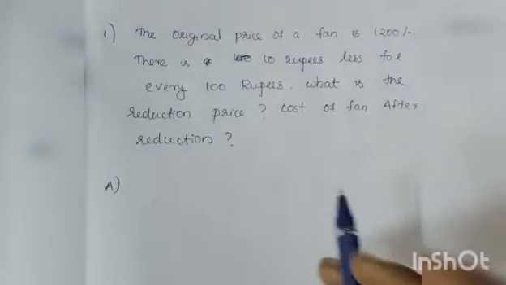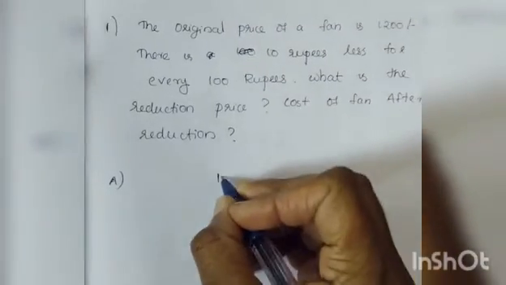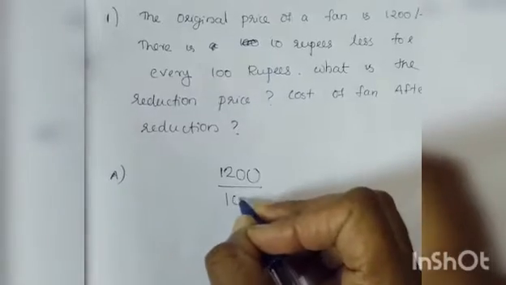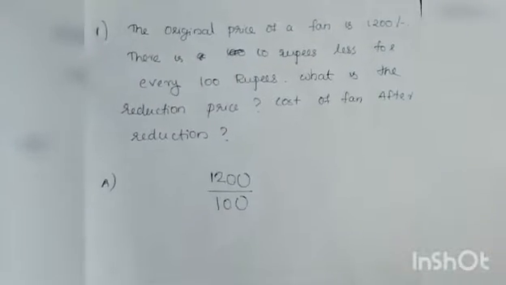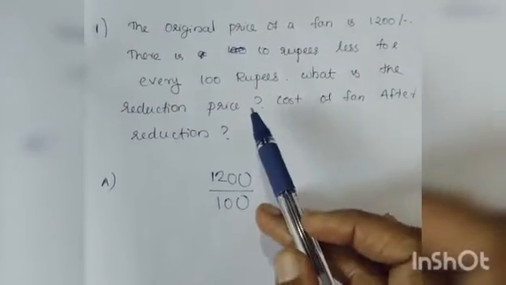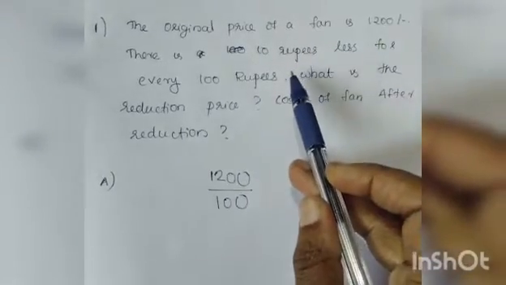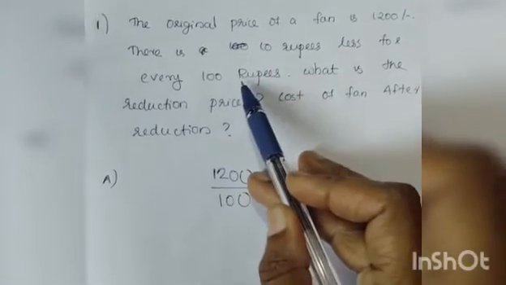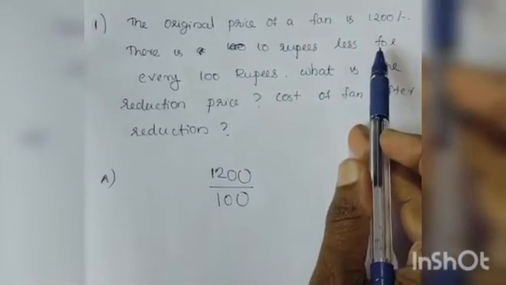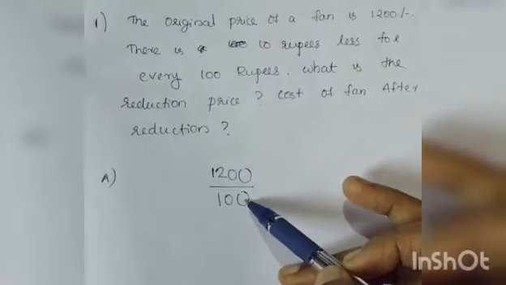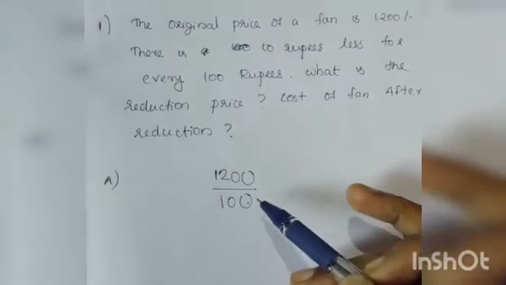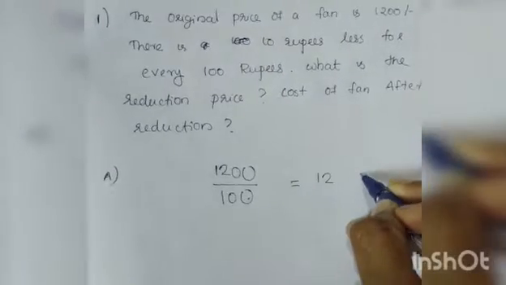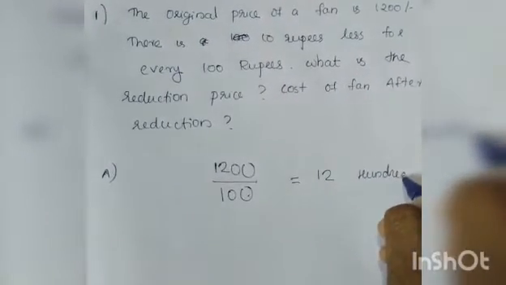From that we want to find out how many hundreds are there in 1200. Because there is a reduction of 10 rupees for every 100, in order to find out how many hundreds are there in 1200, we want to divide it by 100. This is the number of hundreds, 12. 12 hundreds are there.